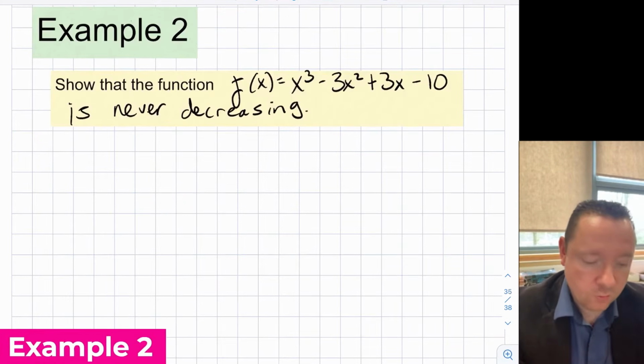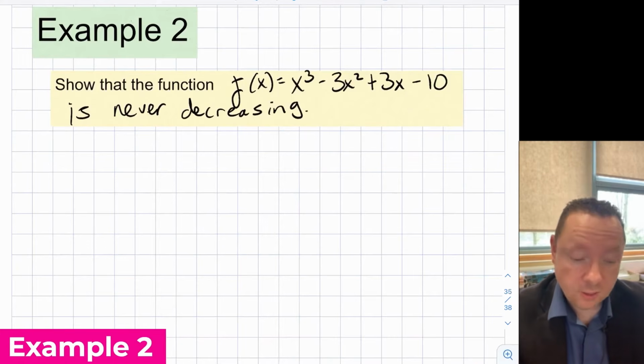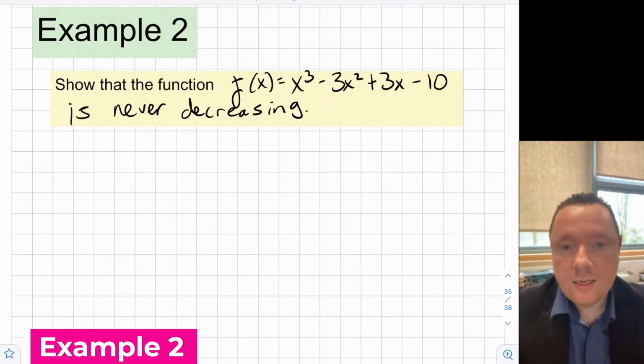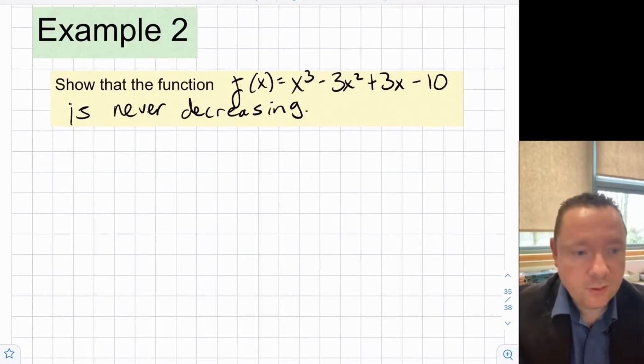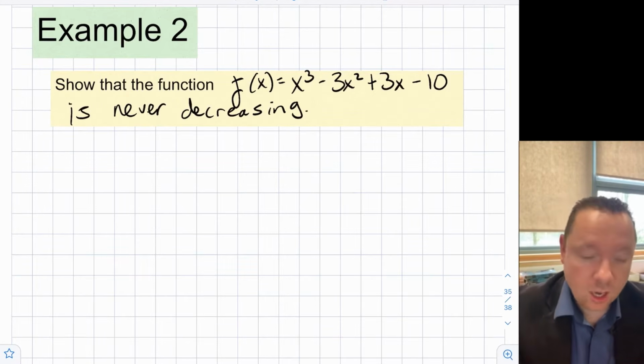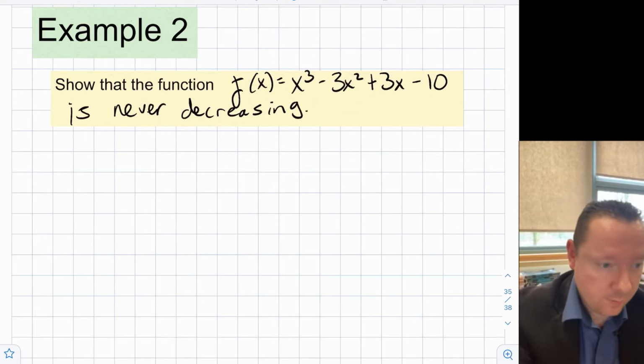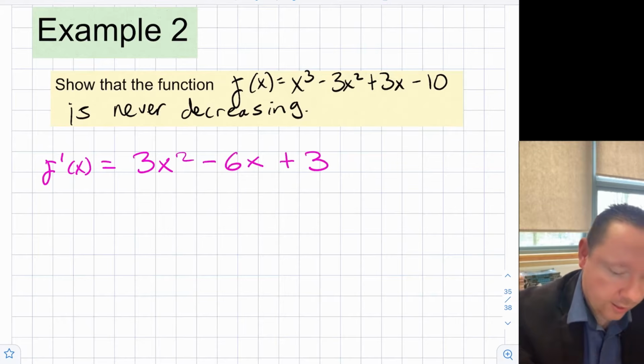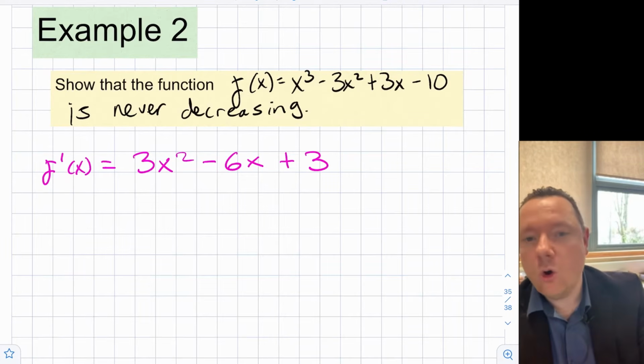Example 2 says, show that the function f of x equals x cubed minus 3x squared plus 3x minus 10 is never decreasing. This is quite a common question. We need to be very careful with this one. So let's start off by differentiating it and see what happens. So f dash x is equal to 3x squared minus 6x plus 3. And we somehow need to show that that's always positive.